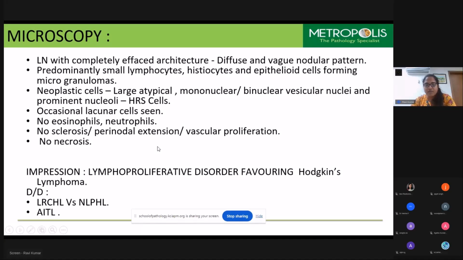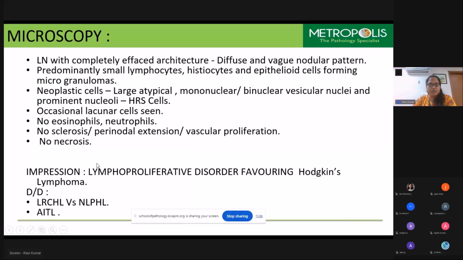Actually, the slide that we have got digitized, there is no proper capsule that you can see, but there were other slides in which there was a proper capsule and there was no perinodal extension in that, and there is no increased vascular proliferation. Basically, that's what I mean, and there is no necrosis. So we gave an impression of lymphoproliferative disorder favoring Hodgkin's lymphoma.